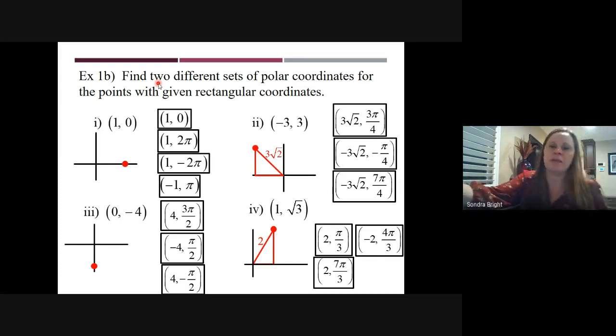The same point can be represented with an infinite amount of answers. You could just keep on going and doing lots of rotations. Your angles could be positive, negative. R can be positive or negative. So lots of different answers with that.